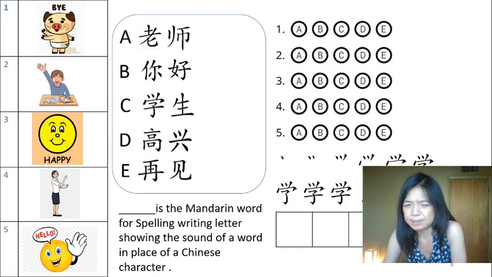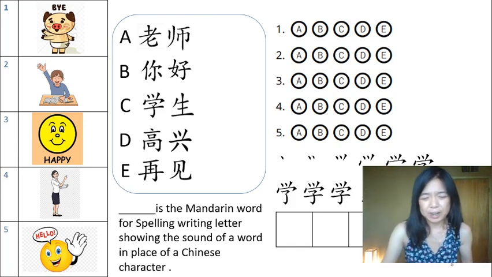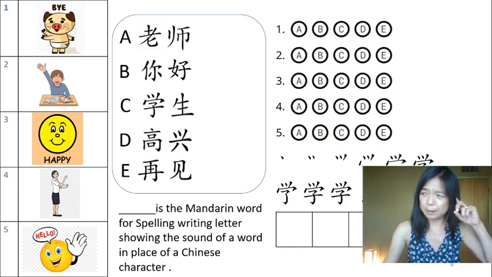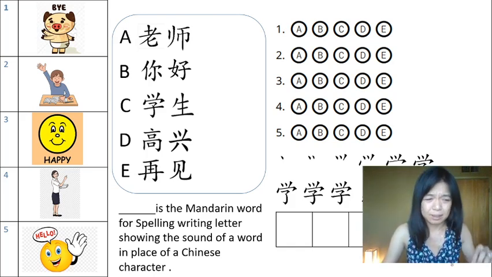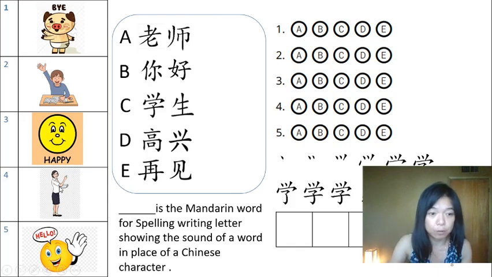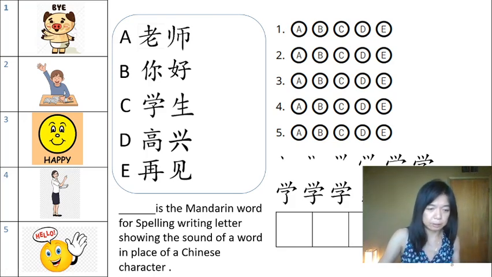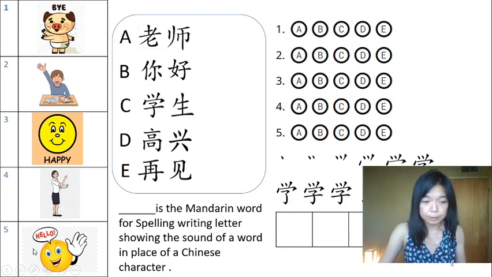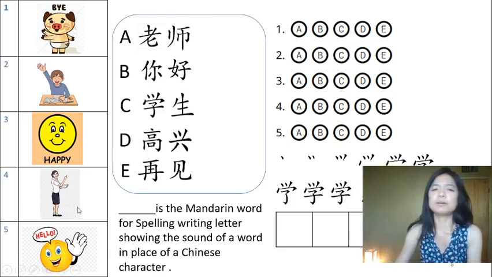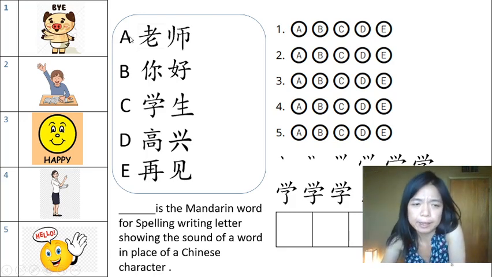Now look at 第三题. Happy face. Not quite sure, right? How do you say that in Mandarin? Do we sing about that? Maybe. Now 第四题, number four. 老师, pretty sure, huh? Yeah, 老师. Now 第五题, the last one. 你好. Okay, let's look. So the choices here are A, B, C, D, and E.